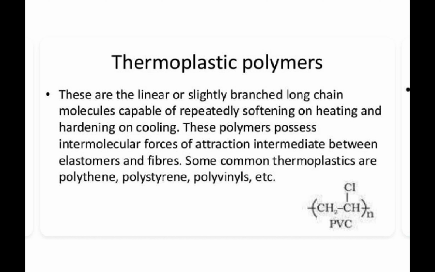So these are straight chain or linear, or even slightly branched, long chain molecules. They repeatedly soften on heating and harden again on cooling. These polymers have intermolecular forces of attraction intermediate between elastomers and fibers. Common examples are polythene, polystyrene, polyvinyls, etc. PVC is important. You can see the structure given here.